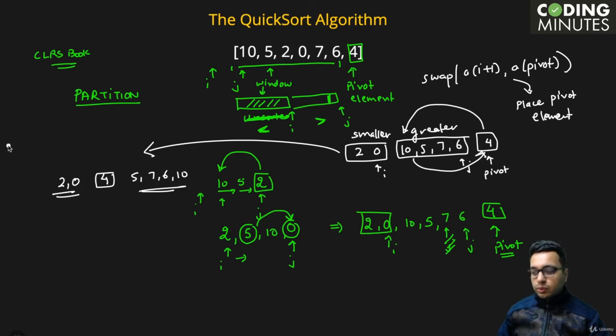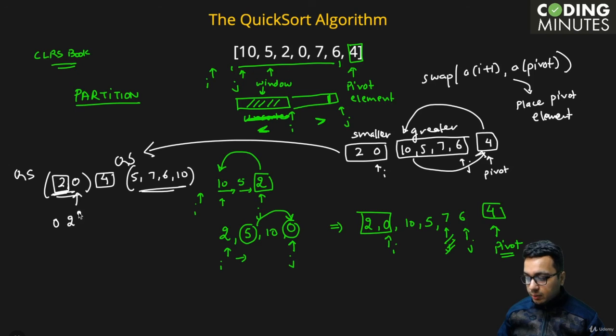Next, you need to call quicksort on this part of the array, and you need to call quicksort on this part of the array. It will say, let me take 0 as the pivot element and let me partition this part of the array. Here we have only one element which is greater than 0. So 0 will come in its correct index and 2 will come here. So you will get 0 comma 2 by making a recursive call on this part, and you will also have a 4 here, and you will also make a recursive call on this part of the array.